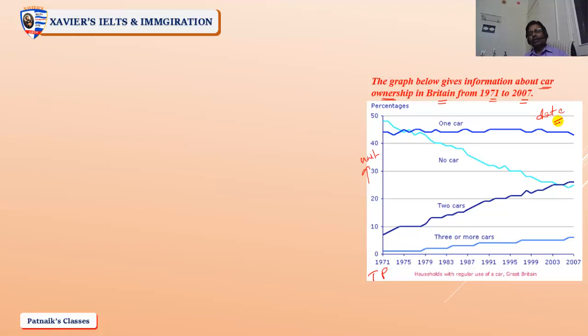So now, by seeing the graph, what information are we getting? As per the heading, it is clearly maintained that the data belongs to Britain, the time period is 1971 to 2007, and this is about car ownership. Based on ownership, the further information is that an owner may have 3 or more cars, owners may have 2 cars, some owners are without a car, and some owners have 1 car. So this is the main information. We have to frame a sentence based on this information. So I'm showing you the sentence directly.